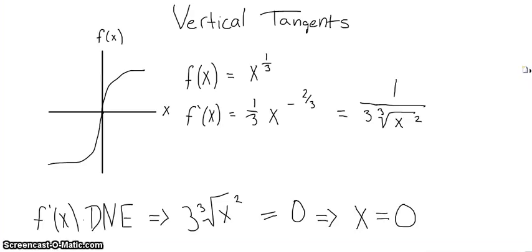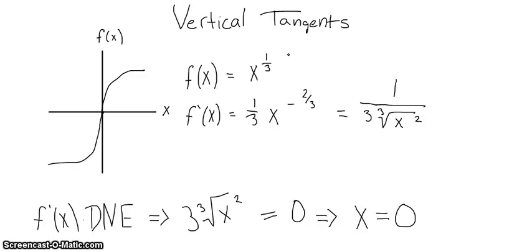Another time that a function is not differentiable is a vertical tangent. So on a graph we can see the vertical tangent where the slope goes straight up, but we can also see a vertical tangent through an equation. So the equation for this graph is f of x equals x to the 1/3. And to find the vertical tangent, we need to find f prime of x.